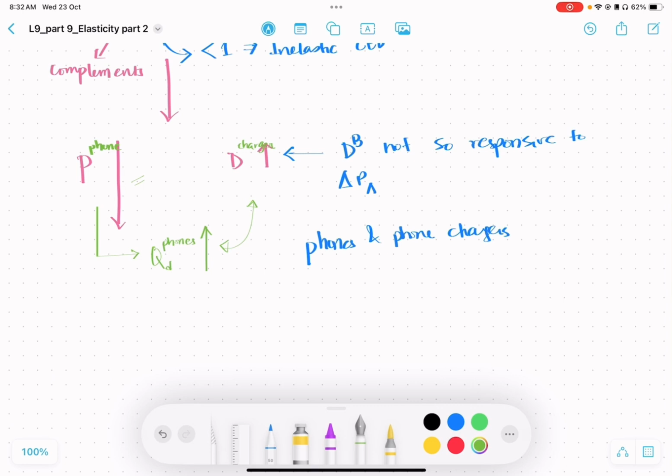Okay, so that would be an example of goods which would have less responsive demand to a change in price, meaning that your CED, so the modulus of the CED, can be less than 1. Okay, so that completes our discussion on how to interpret CED when the goods are complements.